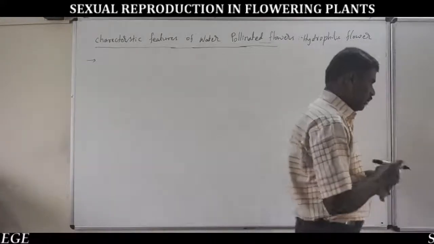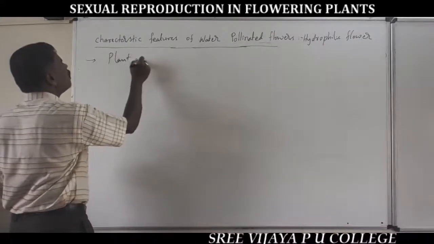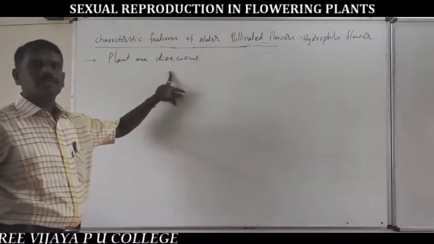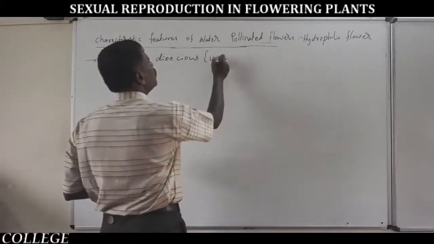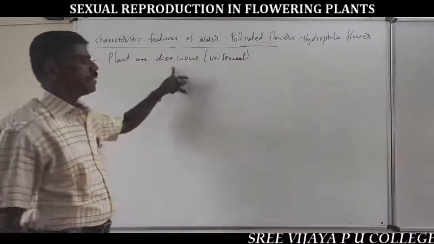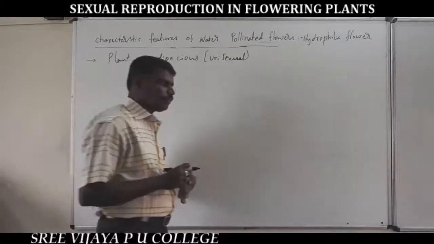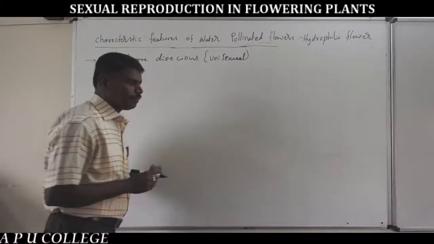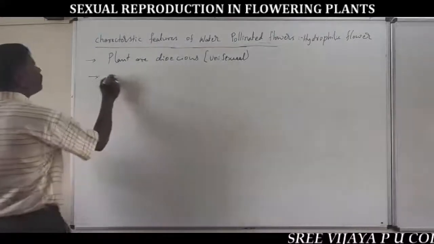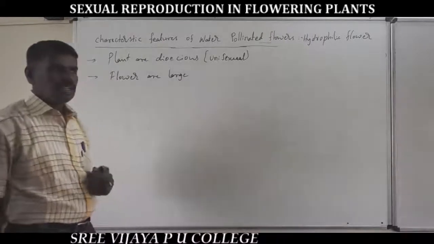Those aquatic plants are dioecious. Dioecious means unisexual: both male and female flowers are present in different plants. The flowers are a little bit larger.